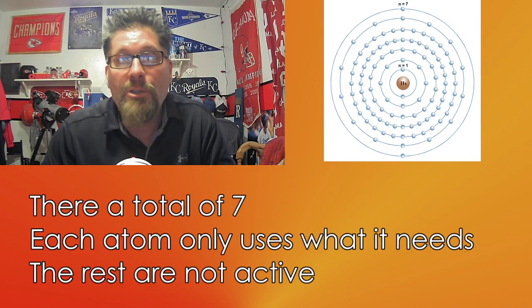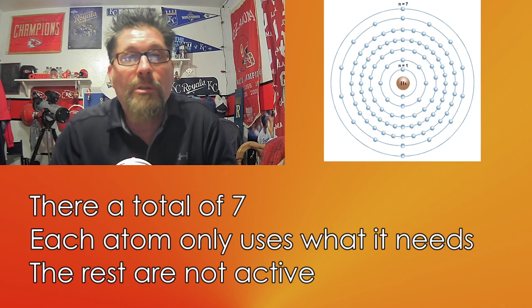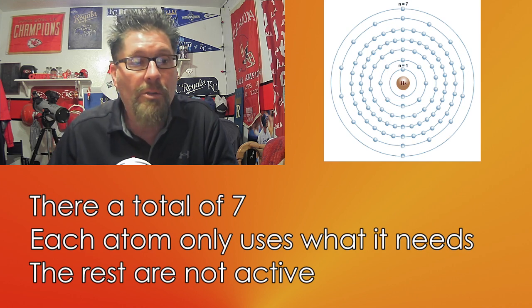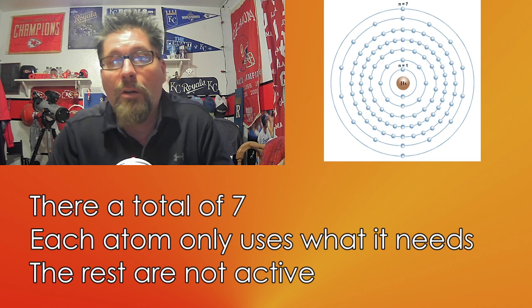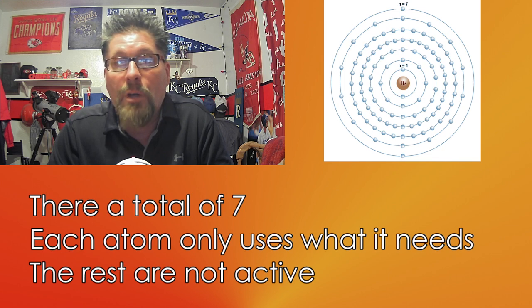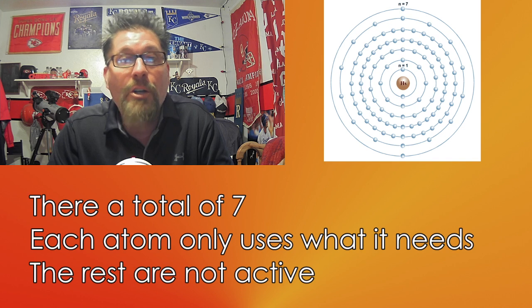Our next concept to consider is a reference to the shells. Where the electrons are located are called shells. They surround the nucleus. There are 7, but these are energy fields.